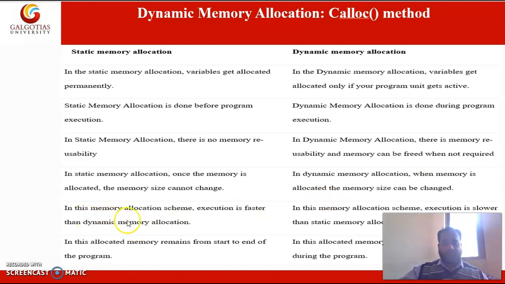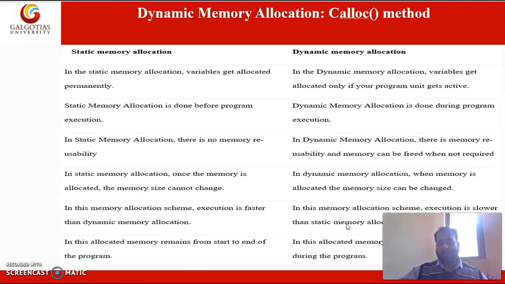Next, in static memory allocation, execution is faster than in dynamic memory allocation. Why is this happening? Because in static memory allocation you have the address of the location where the particular value of the variable is stored. But in dynamic memory allocation, the address is known only at runtime.